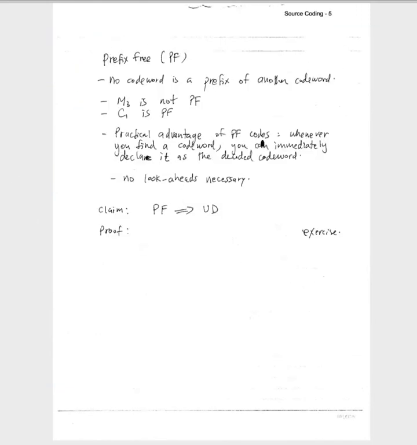The practical advantage of prefix-free codes is that whenever you find a code word, you can immediately decode it. That means you don't need to wait, no look ahead, right? What you guys were describing, meaning waiting for other bits, is sometimes called look ahead. Now, the claim is that prefix-free implies uniquely decodable. Prove that if a code is prefix-free, then it is uniquely decodable. So this is an exercise for you guys, okay? That's why I put that here.